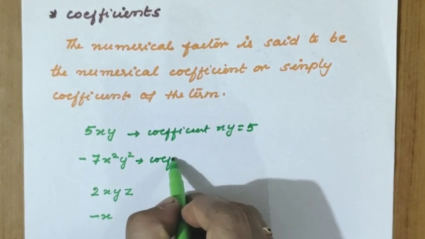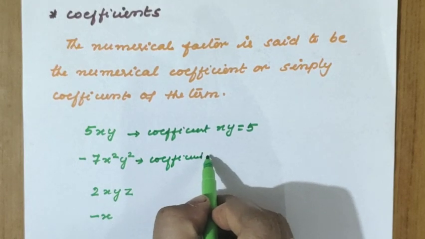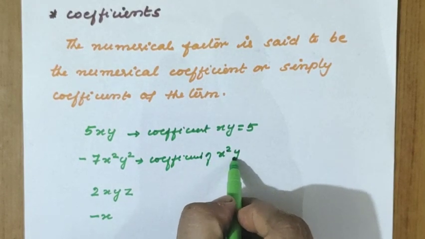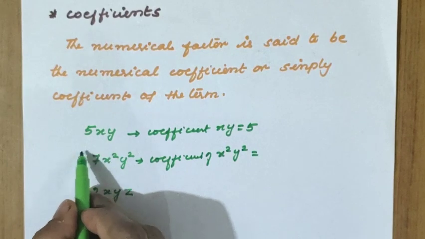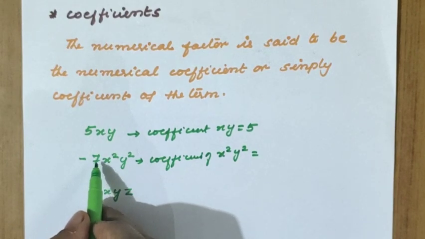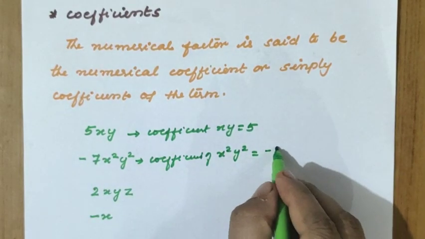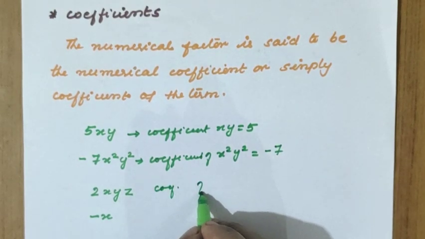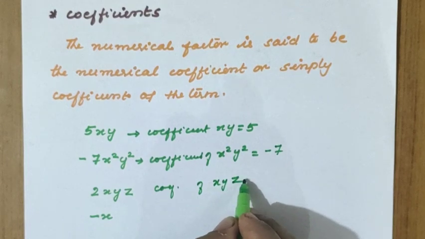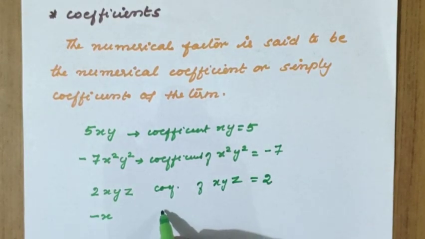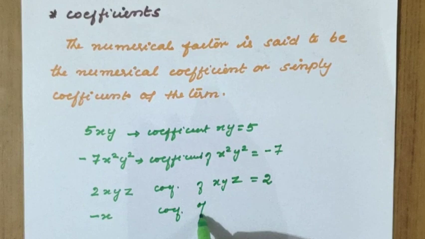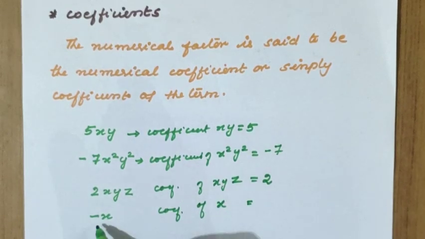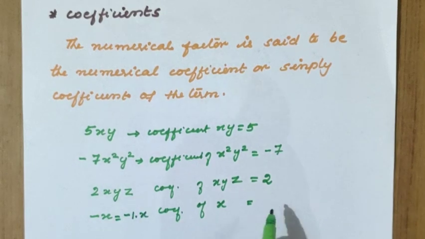Similarly, coefficient of x square y square equal to, which is the numerical part here, the number part. Numerical means number part. It is equal to -7. Again, coefficient of xyz equal to 2. Coefficient of x, what is the meaning? Minus x means it is -1 into x, right? So -1 is the coefficient here.